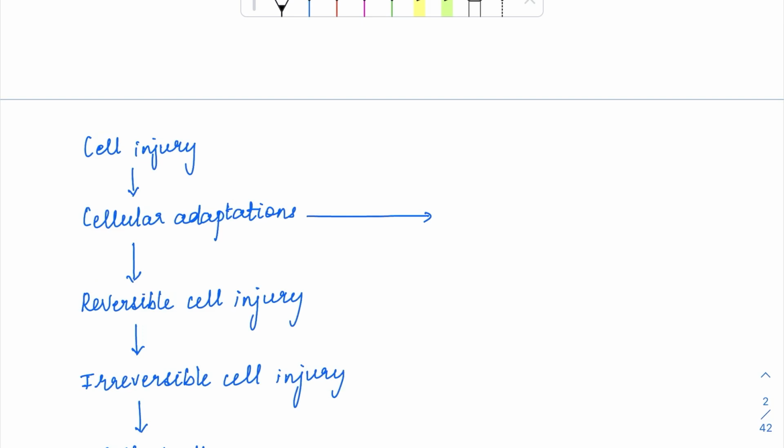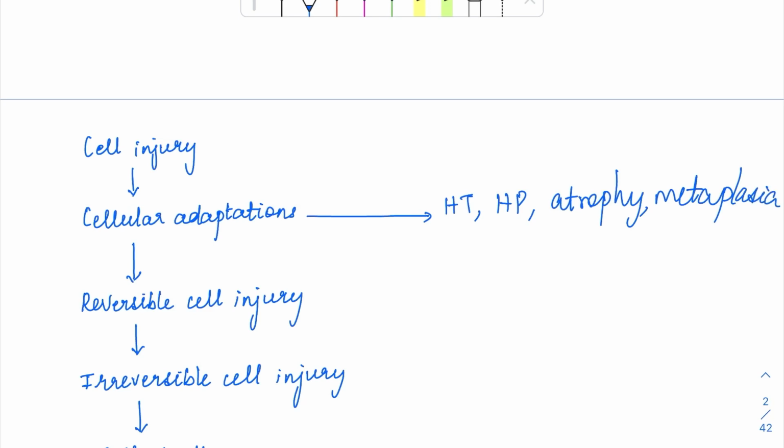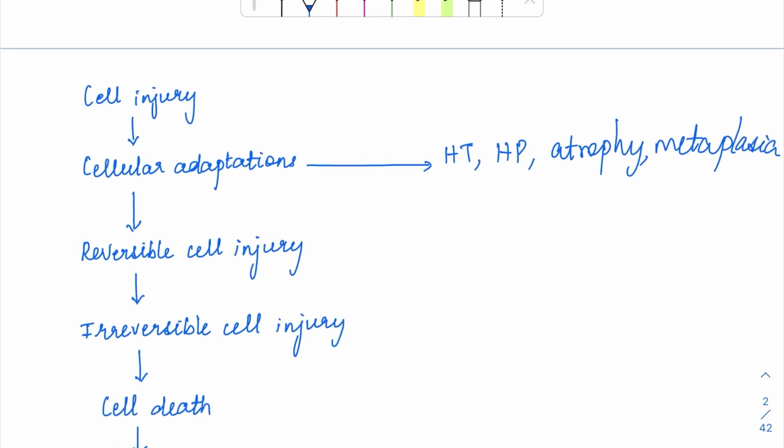So whenever there is an injury to a cell, initially the cell will try to adapt to the new environment. So it will undergo certain changes which are called cellular adaptations. And those cellular adaptations are hypertrophy, hyperplasia, atrophy and then metaplasia. So these four are called the cellular adaptations. After that, if the injurious stimulus is still persistent, the cell will undergo reversible cell injury. So there will be certain changes which are still reversible if the stimulus is removed.